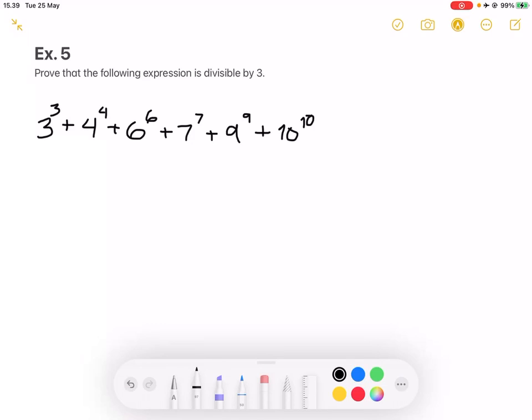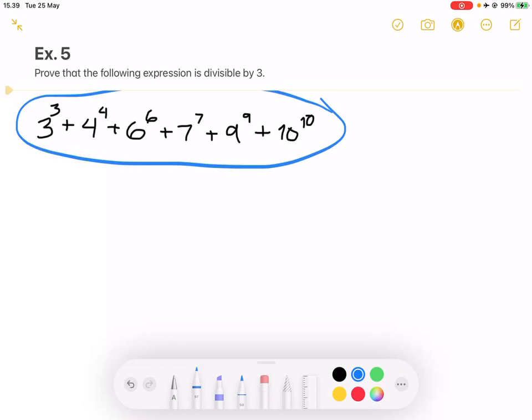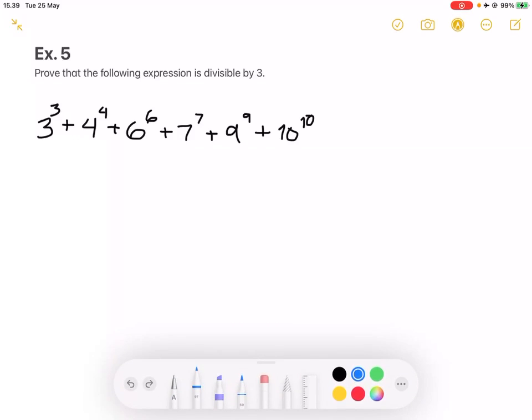Right, so we need to prove that the following expression is divisible by 3. Now first, this looks like an intimidating expression, especially with these large powers right here. So you already know that this will be a very large number and it's pretty hard to tell if it's divisible by 3 or not. However, thanks to modular arithmetic, we can simplify this into a simpler problem.